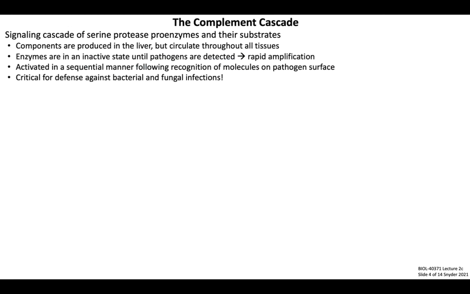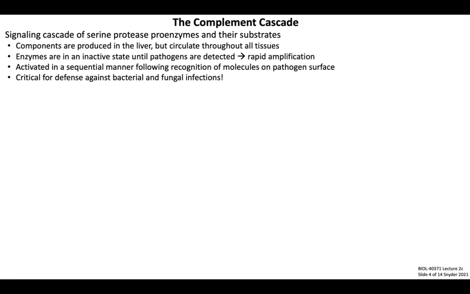In addition to that simplified overview schematic, let's start by focusing on some of the basics of the complement cascade. This is really just a signaling cascade of proteolytic enzymes and their substrates. All of the molecular components of complement are produced by the liver, but they circulate throughout the body so that they can be activated in response to local infection in pretty much any peripheral tissue.